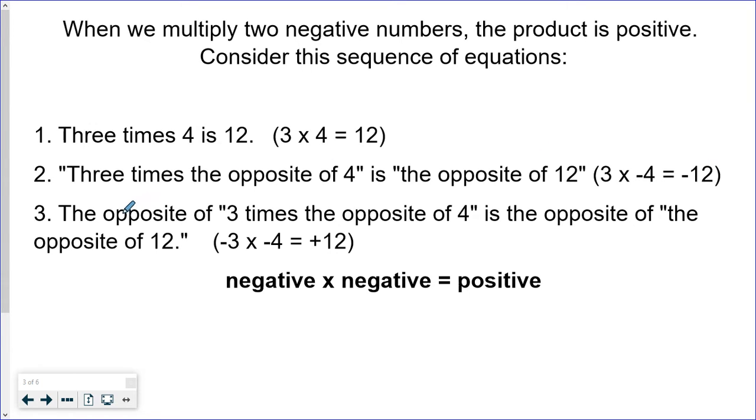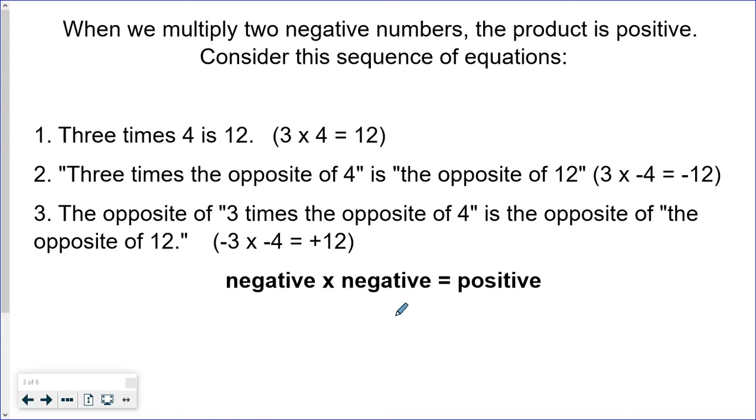Okay, now I'm going to make sure there are negatives on all three of them. So I have the opposite of 3 times the opposite of 4. It's actually going to give me a positive number. So in this case, anytime you have a negative number and you multiply it by another negative number, the answer is going to be a positive number.